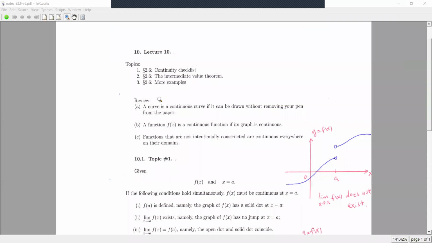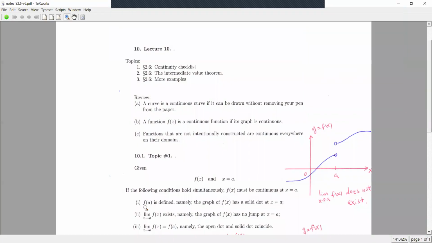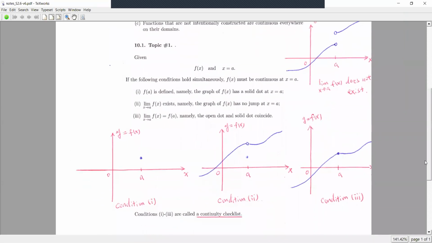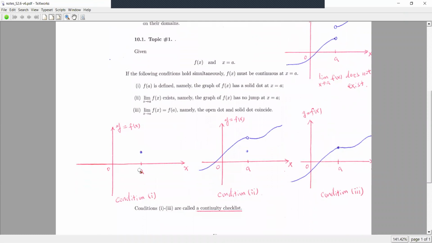Now, topic 1, continuity checklist. Given a function f and a point A on the x-axis, if the following 3 conditions hold simultaneously, then the function f must be continuous at a point A. Condition 1, the function is defined at a point A. Namely, the graph of the function at a point A has a solid dot.